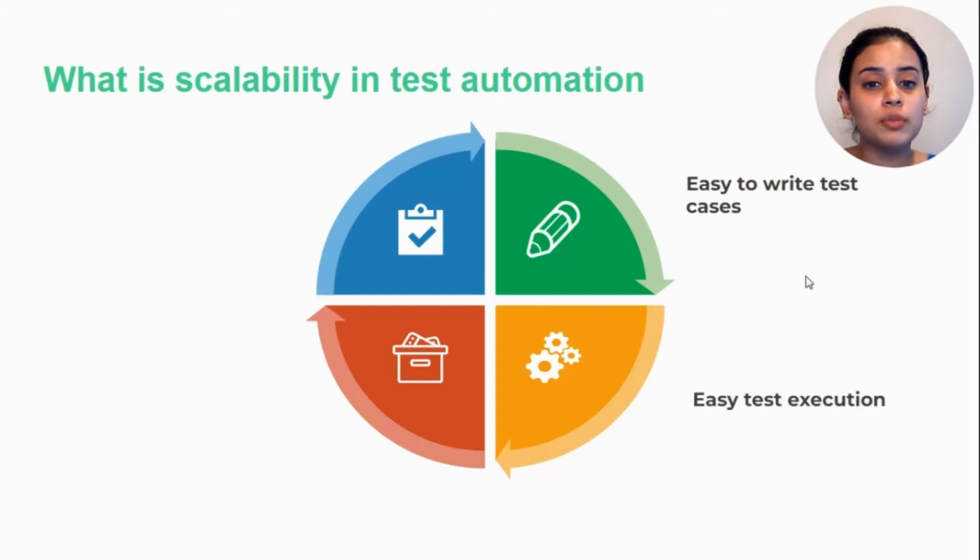Second, we have easy test execution. The test execution process has to be simple, quick, and should have a fast feedback loop. It encourages quick analysis and rectification of these issues, thus making the process scalable.